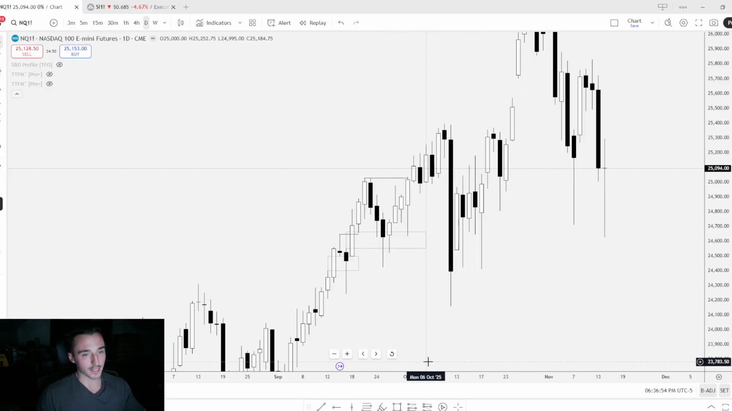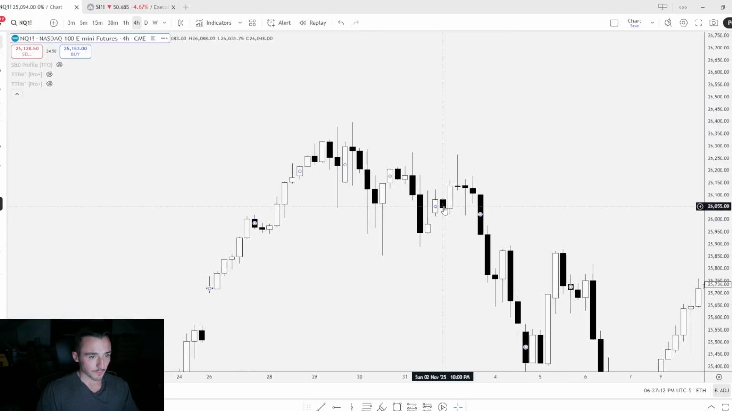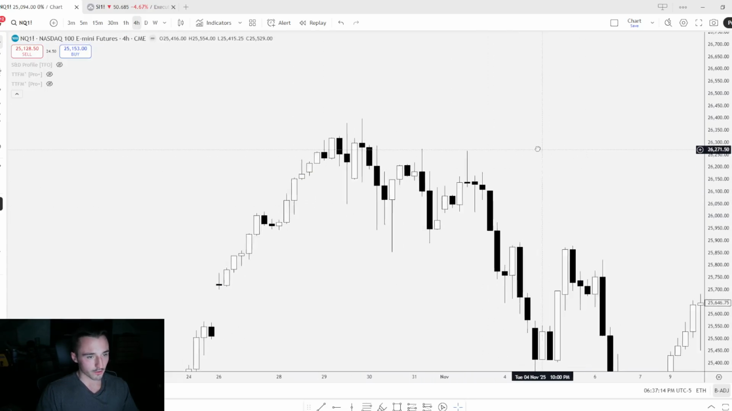So I could keep doing this, but we're going to go down to the lower time frame so you guys can understand how to target on the lower time frame. So we're going to go to the hourly and the 4 hour now. All right, so here we are on the 4 hour chart. We can just start off right over here, right?